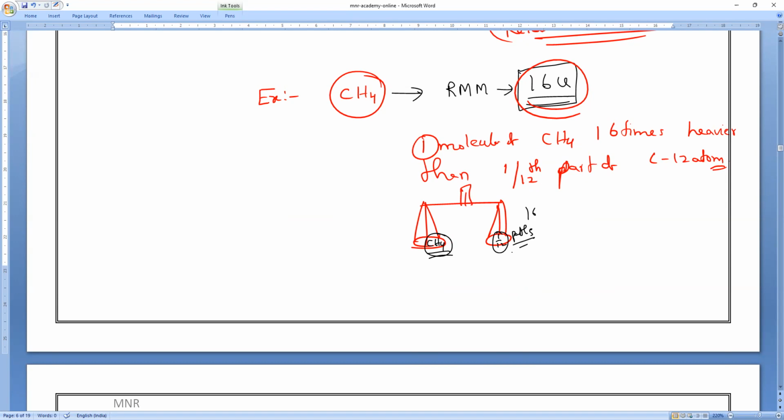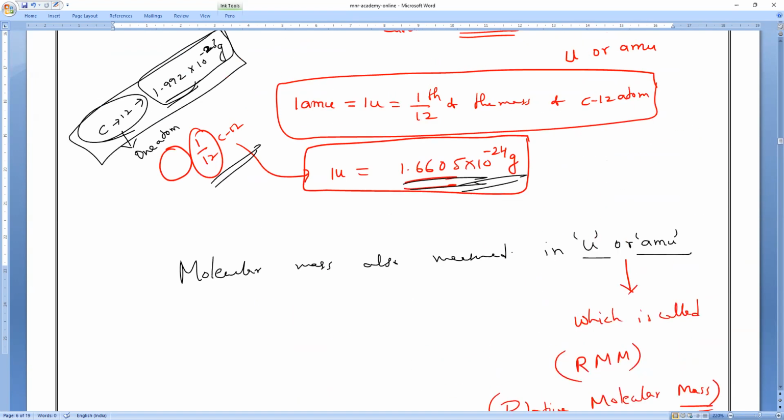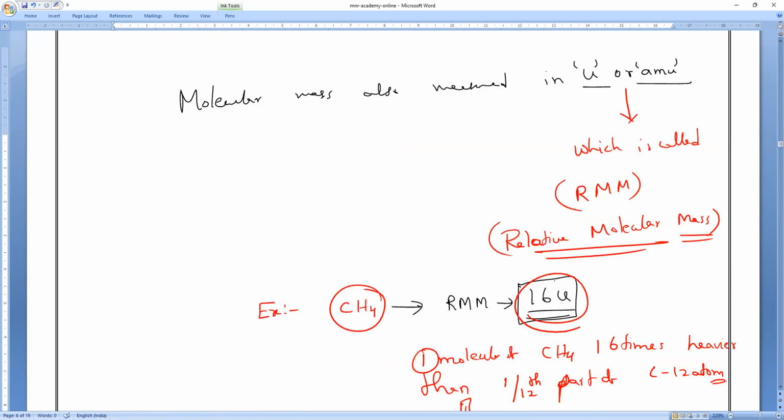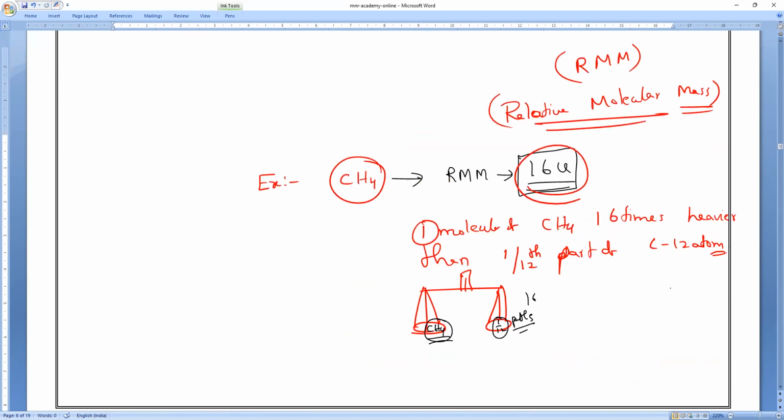Sir, why are you comparing CH4 with carbon? That is the standard, correct? That's what I am saying. For RAM, we compare the mass of an atom with 1 by 12th of a carbon 12 atom. Now here we are getting a molecule, so we compare that molecule's mass with 1 by 12th of a carbon 12 atom, because 1 by 12th of a carbon 12 atom is our AMU. Do you understand? Sir, is there any similar standard atom? Carbon is our reference.